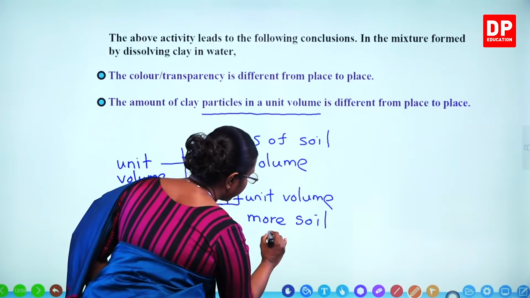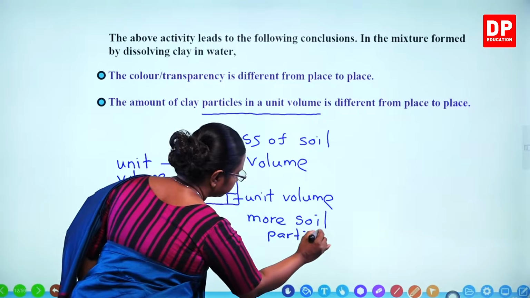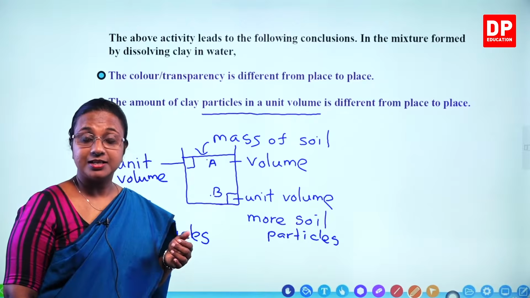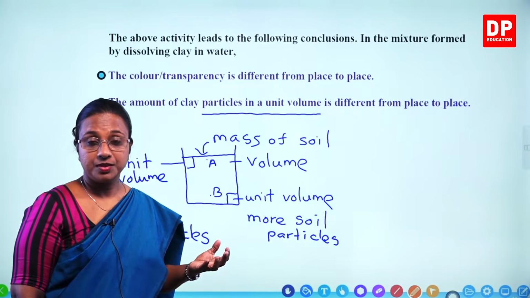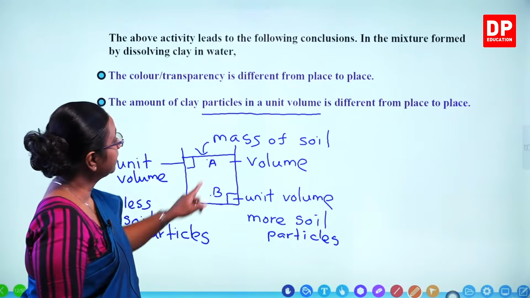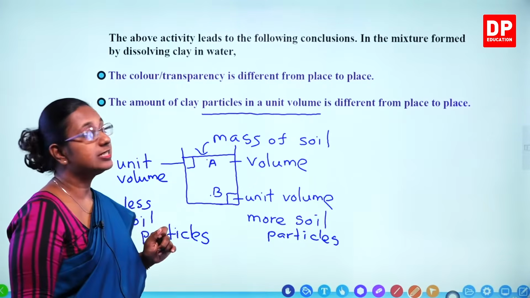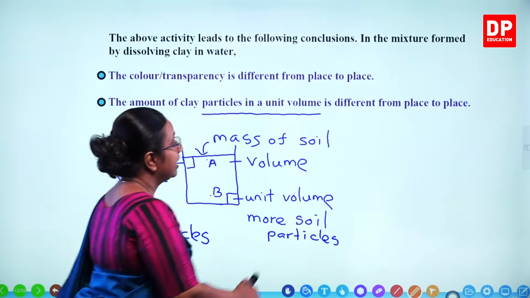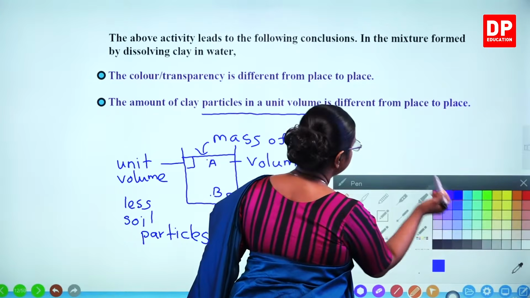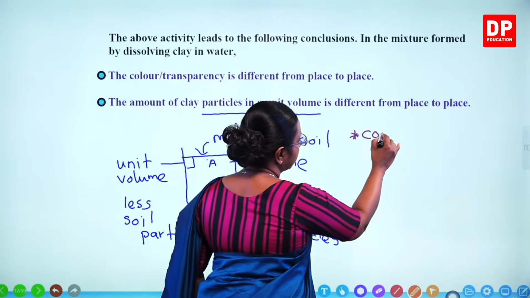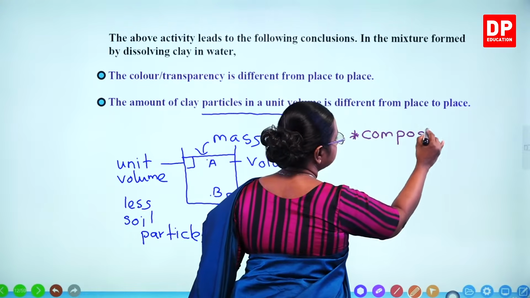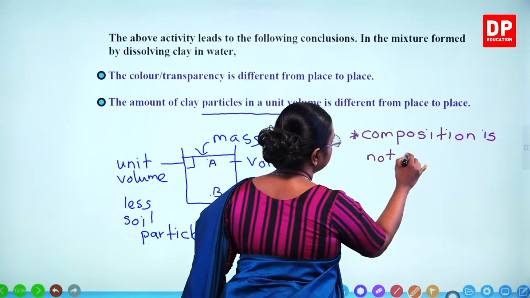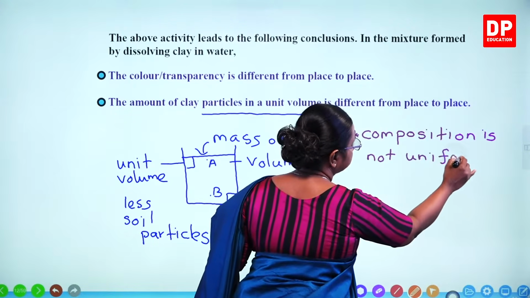Here there are more soil particles. So that means the distribution of particles is not uniform. The amount of clay particles in a unit volume is different from place to place. So therefore, we can say that the composition is not uniform.